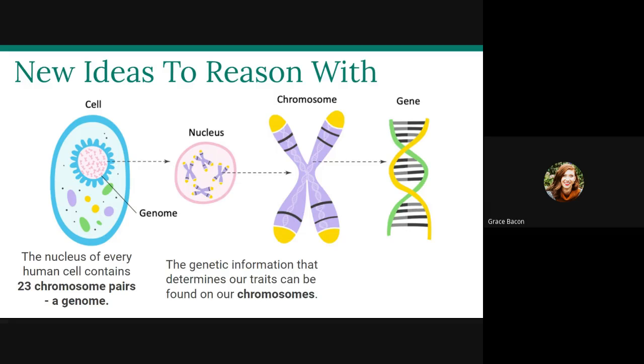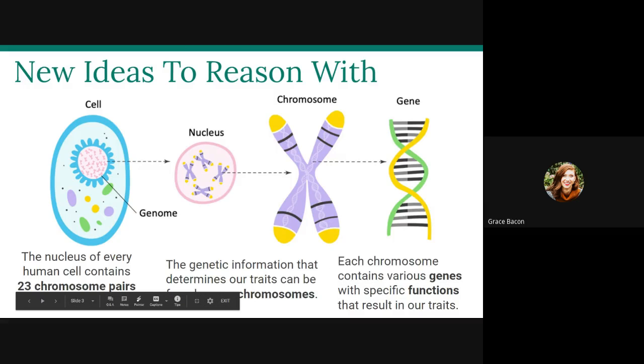So within the nucleus, we have the genome, which is all of the chromosomes. We can then zoom in more to look at just one chromosome. And we remember the chromosome is just condensed DNA. So then if we zoom into one section of that DNA, we'll see a gene. So we're zooming in from the cell, zooming to the nucleus, zooming to the chromosome, zooming even more to just one gene, which codes for a protein. Each chromosome contains genes with specific functions that result in our traits.